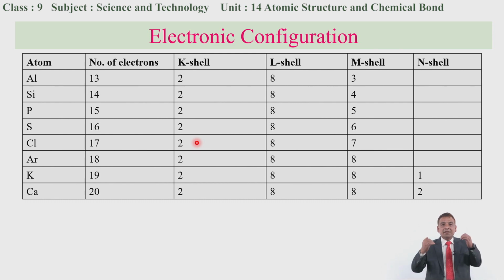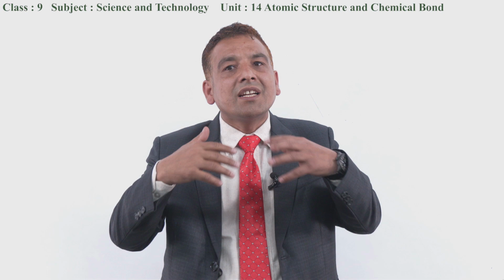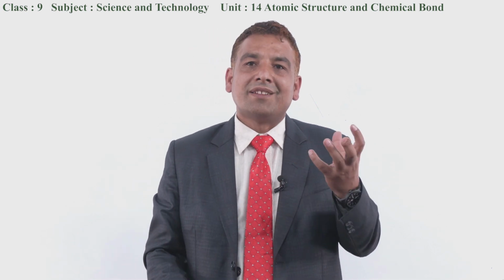So by discussing these types of electronic configuration, we get some conclusions: the number of electrons present at the valence shell represents its combining tendency or reacting tendency with other atoms. So generally, the combining capacity of an atom with other atoms while making compounds is also known as the valency.